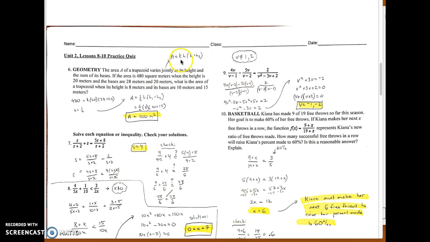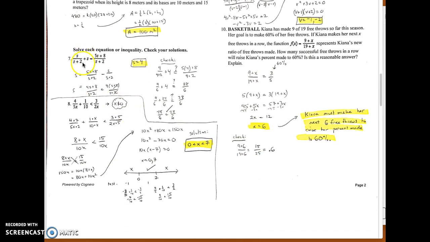If you remember your geometry, you should already know what k is. But if you don't, then it gives you a scenario. It says the area is 480 square meters when the height is 20 meters and the bases are 28 and 20 meters. So I used that information in my formula to figure out that k is a half. And then knowing that k is a half, I wrote my formula down. And I used that to find the area of the trapezoid when the height was 8 and the bases were 10 and 15. And I found out that the area was 100 square meters.